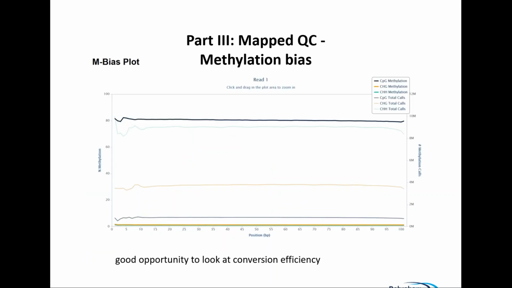Right, now we're moving on to the second last part, which is mapped quality control of your data. And this is something you can actually really only do after the data has been aligned and not before, like what FastQC is doing. So this here is, as you mentioned before, the so-called M-bias plot, which is a methylation bias plot. Again, we're looking at these from the start to the end of a read, and for each position in this example, we follow the average methylation at this position.